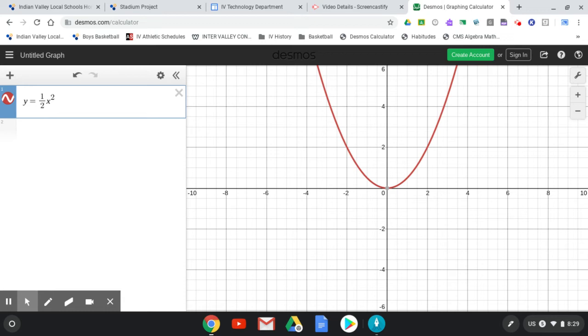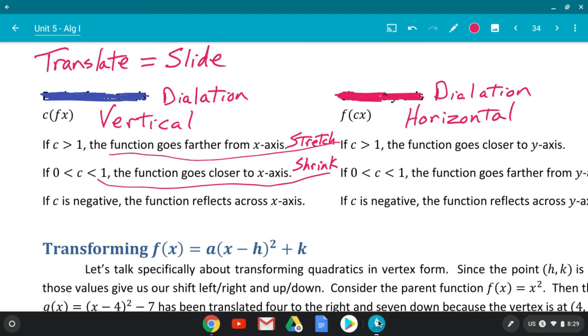What happens if I grabbed a parabola and I shrunk it? It'd be like a marshmallow when I put it between my s'more crackers, right? It would just get fatter. Okay, s'more crackers. All right. Any question on the vertical dilation of a stretch or a shrink? It's clear as mud? Okay.